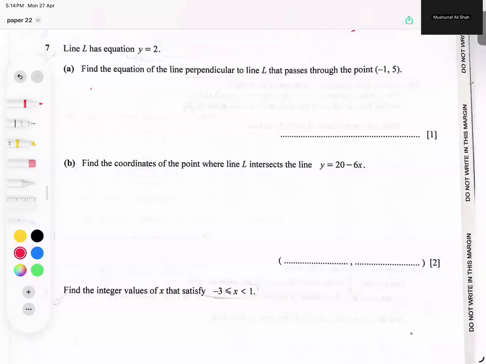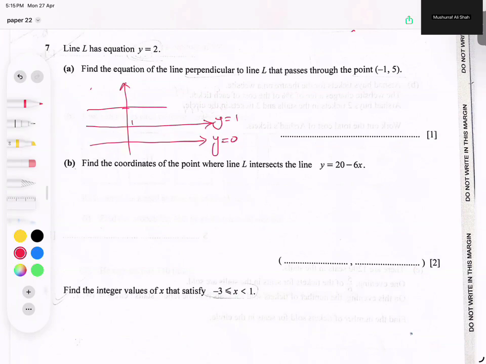Question number 7, students. We have a line L with equation y equal to 2, and we need the equation of the perpendicular to the line L which passes through (-1, 5). This is a very interesting part. This is a little hard question, and students cannot reach the answer unless you make a diagram. So my question: what is the equation of the x-axis? The answer is y equal to 0. If a line goes through 1, it is called y equal to 1. If a line goes through 2, this is called y equal to 2. This is very clear. And what is this line through 5?